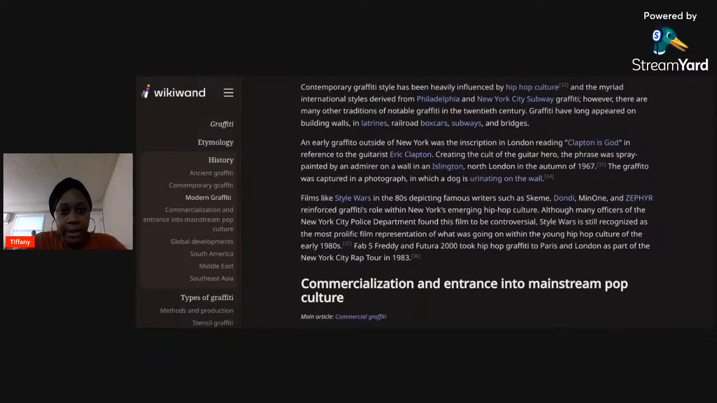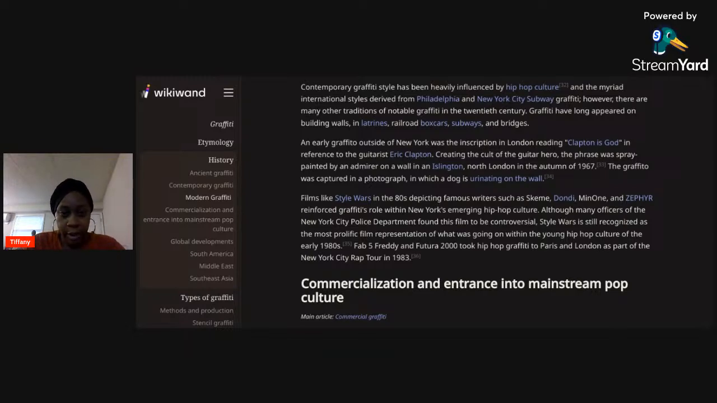So contemporary graffiti style has been heavily influenced by hip hop culture, and the myriad international styles derived from Philadelphia and New York City subway graffiti. However, there are many other traditions of graffiti in the 20th century. So graffiti has long appeared on building walls and latrines, railroad boxcars, subways, and bridges.